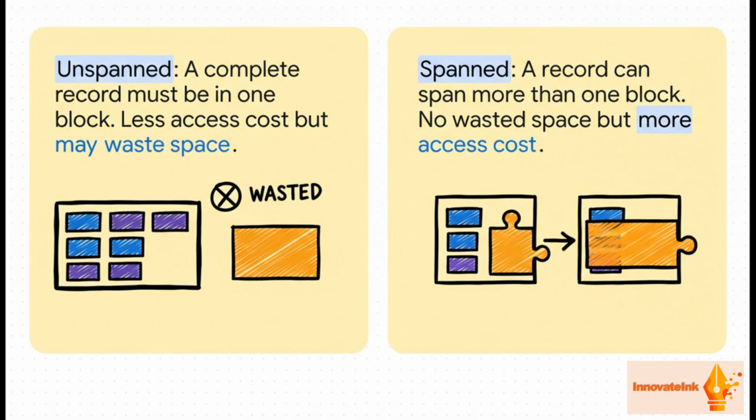The other way is spanned. Here, we'll actually split a record across blocks to use every last byte. No wasted space, which is great. But now to read just one record, you might have to fetch 2 or even more blocks. And that means a higher I/O cost.